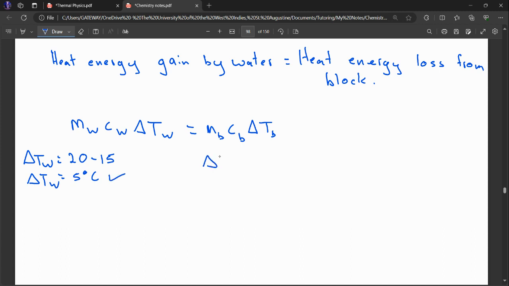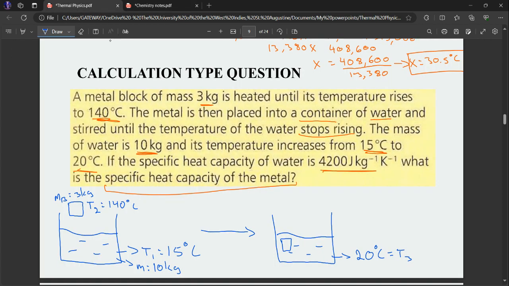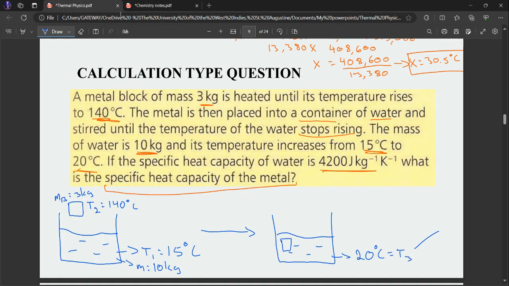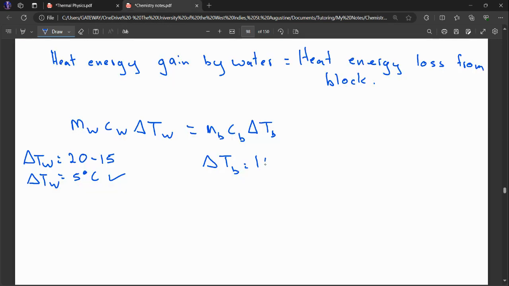Now delta TB would be, well, you have a decrease in temperature. Remember they're both going to remain at the same temperature, which is this T3 here. So you're changing from 140 degrees Celsius, you're decreasing to 20 degrees. So the change in temperature for the block will be 140 minus 20. This gives you 120. So I find my change in temperature for the block.